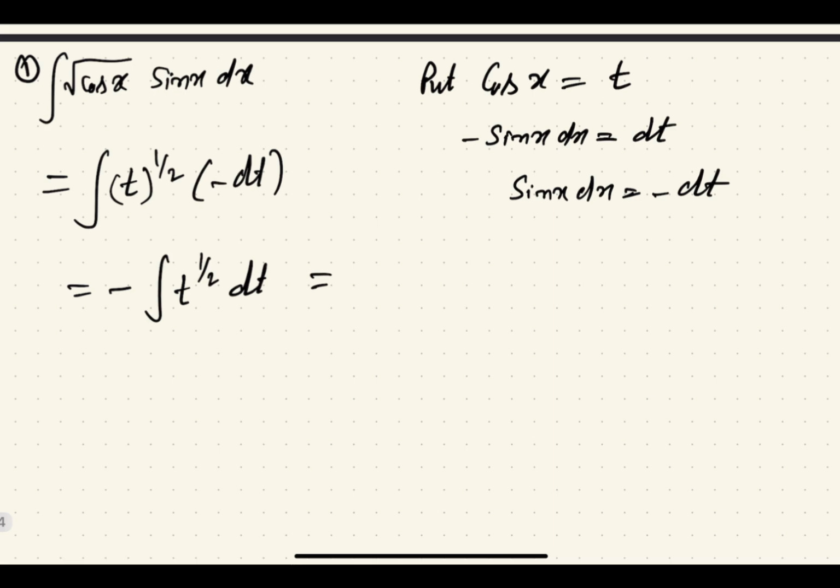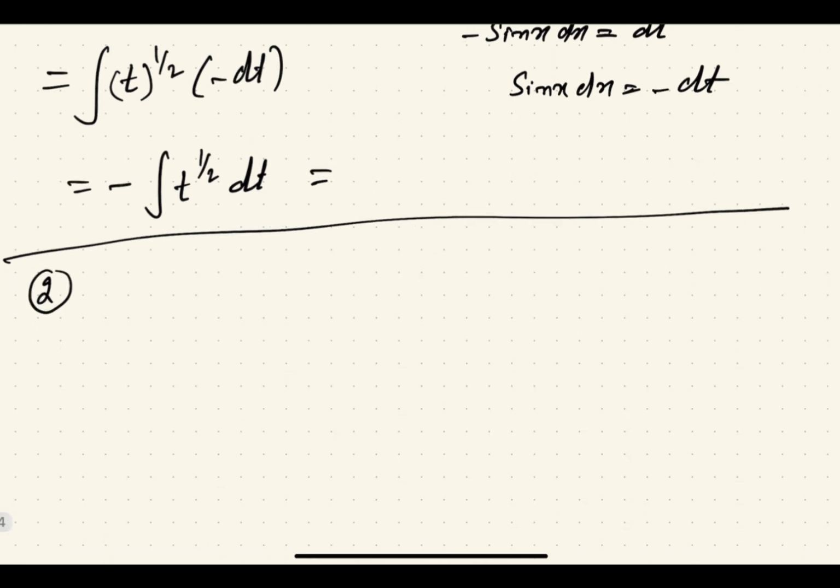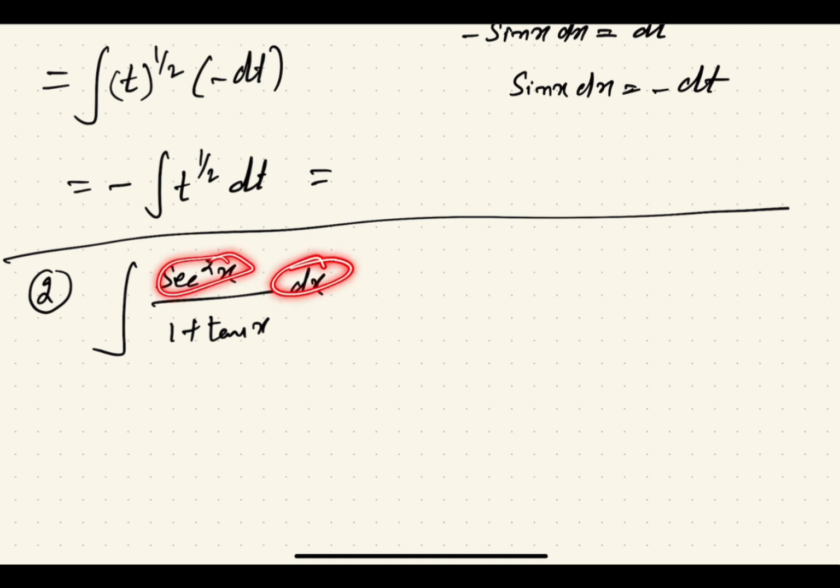Okay, I will leave it up to here, because otherwise nobody wants to watch such a long video. Okay, then you have the second question, secant square x dx over 1 plus tangent x. Again, this is very straightforward. You have this secant square beside dx, and this is a function of tangent x, and this is the same pair I mentioned above. I will put tangent x, 1 plus tangent x.